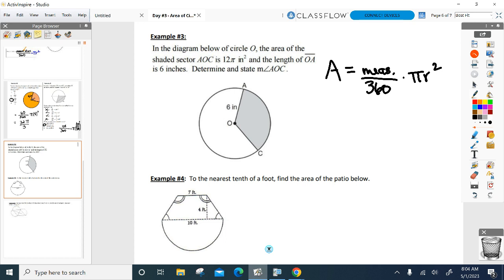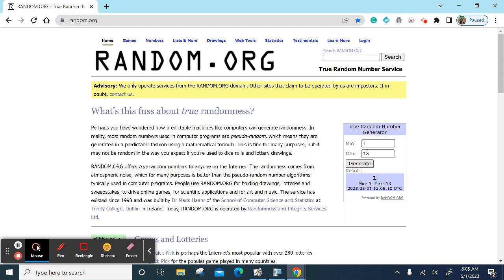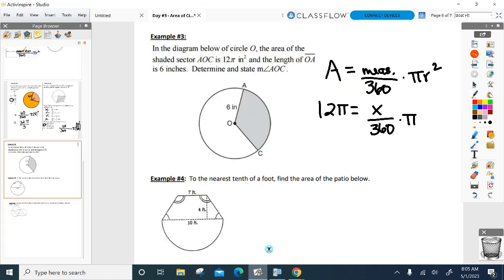Read the problem through. What's 12 pi? Oh, it's the area. It's the area, so it should go in for A. All right, there we go. 12 pi. I'm looking for angle AOC, so the measure is going to be x now, because that's what I'm looking for. Over 360 times pi. What are you plugging in for r? 6 squared. So are we okay on the substitution before I get to the solving?